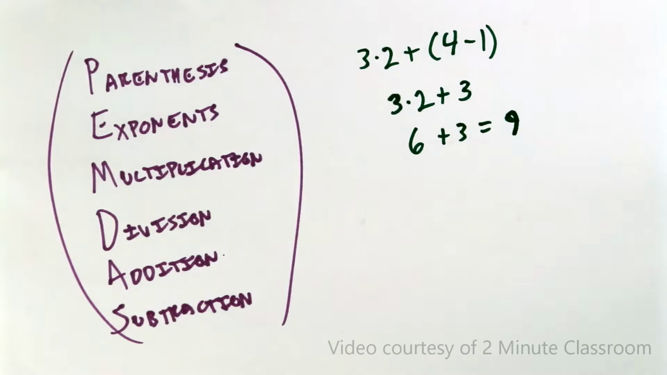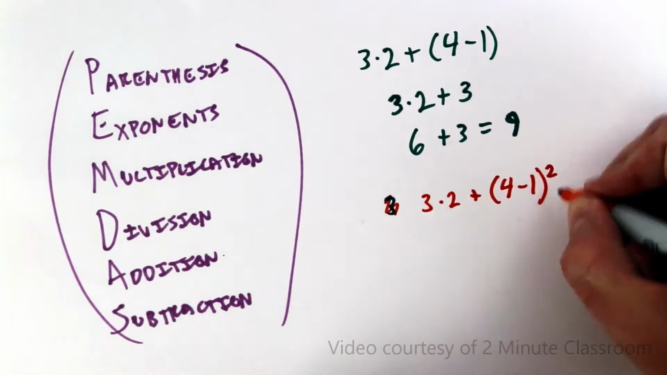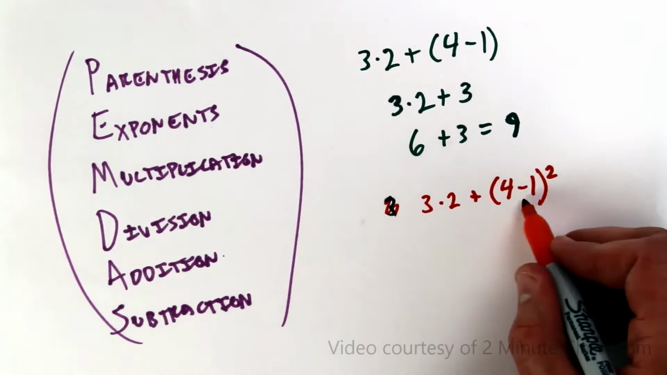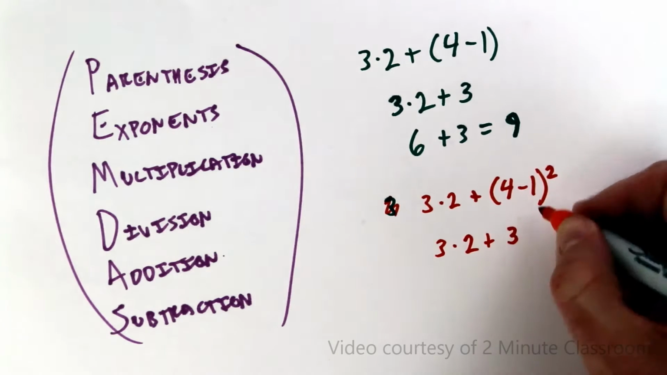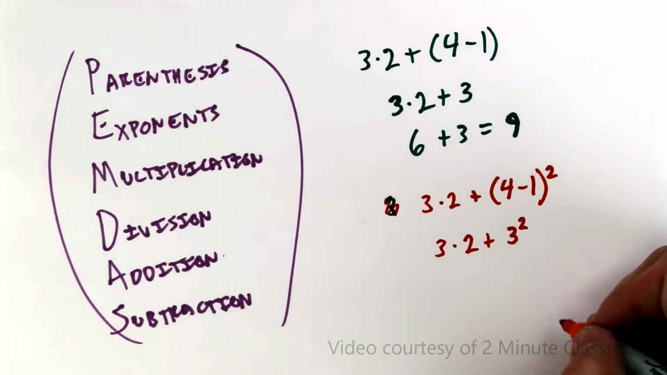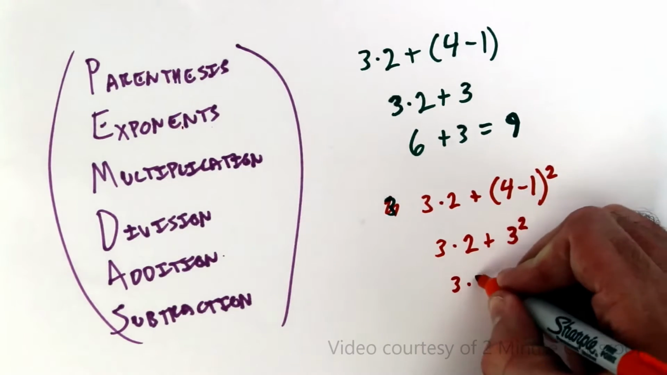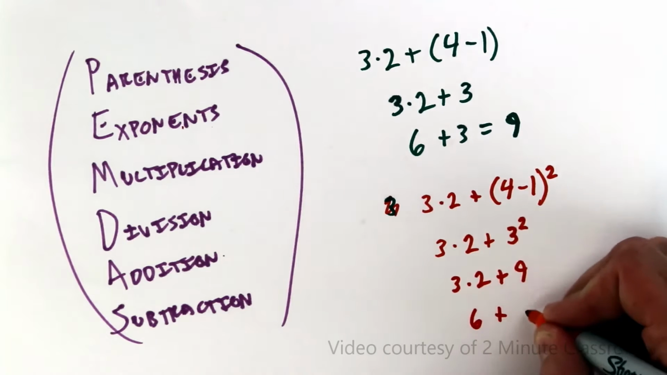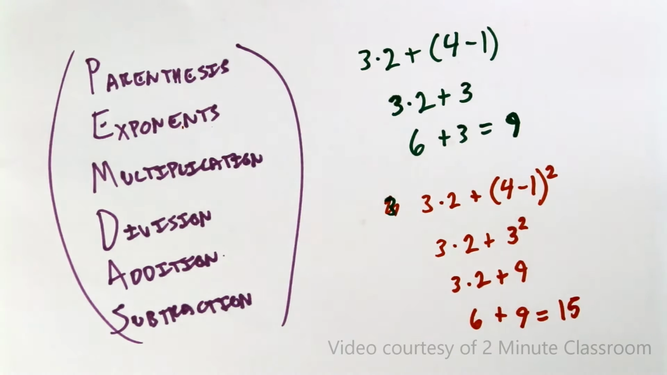Okay, let's use that same problem and make it a little more complicated. We'll say 3 times 2 plus (4 minus 1) squared. Now we have an exponent in there, but we still do what's in the parentheses first. So this will still come out to 3. So we'll have 3 times 2 plus 3 squared. We keep that exponent after we do what's in the parentheses. Now we go to our exponent, that's what's next: parentheses and exponents. 3 times 2 plus 3 squared, which is 9. 3 times 2 is 6, so we have 6 plus 9. Do our addition, 15.